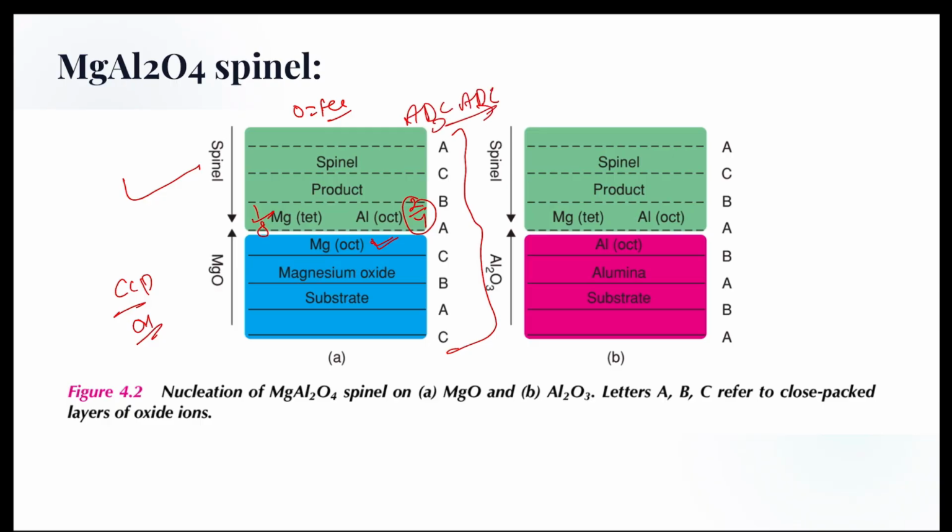But the case is a little bit different when it comes to the Al2O3. In the Al2O3, there is an AB type of close packing because it occurs in the HCP structure. But the oxygen are closely packed together, both in the close packing of the Al2O3 and the spinel that we are getting.